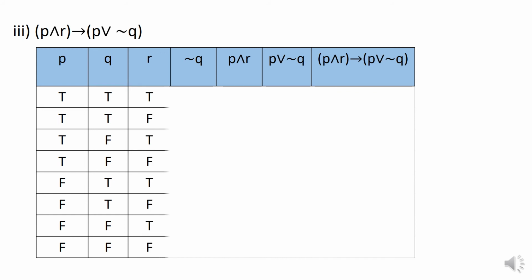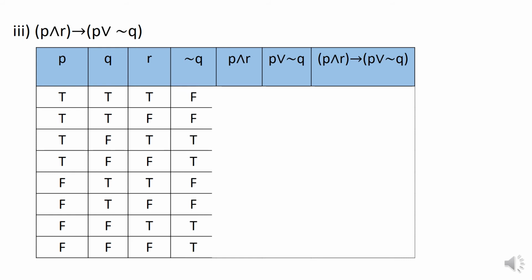R would be alternately true, false, true, false, true, false, true, false. Now these are values which are going to be repeated for every sum of this kind involving 3 component statements. Not Q, as usual, is going to be whatever is not Q. That is, if Q is true, not Q would be false and so on and so forth.